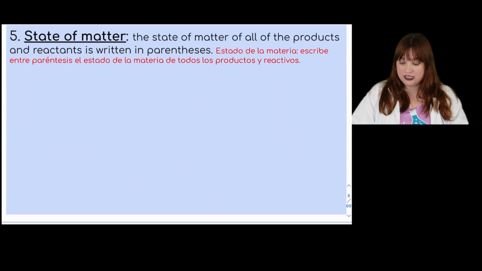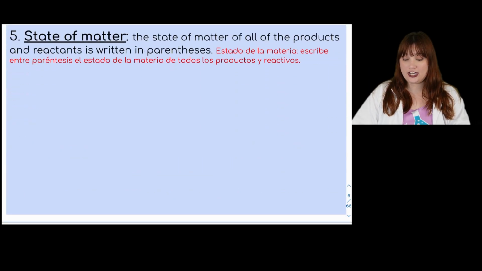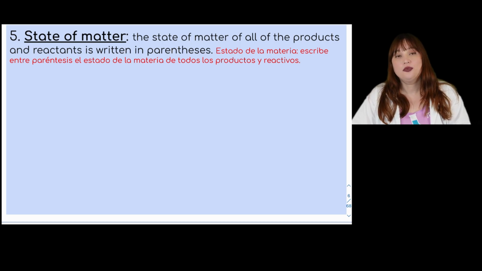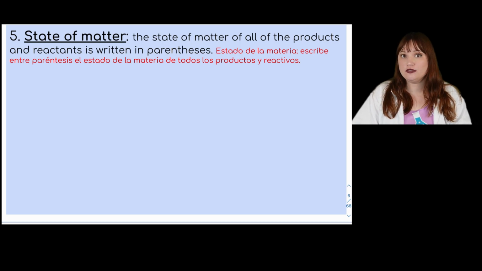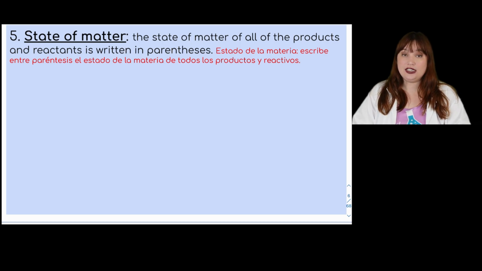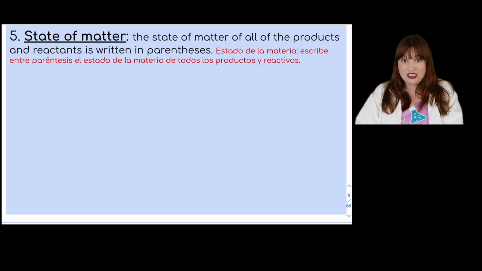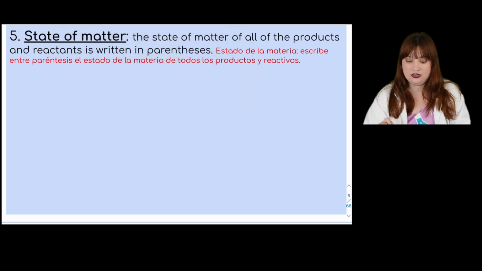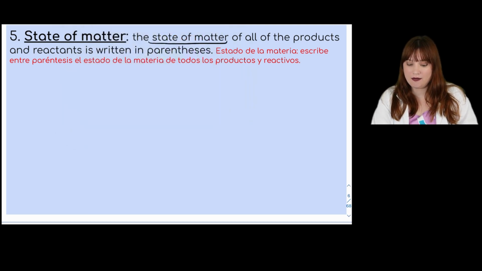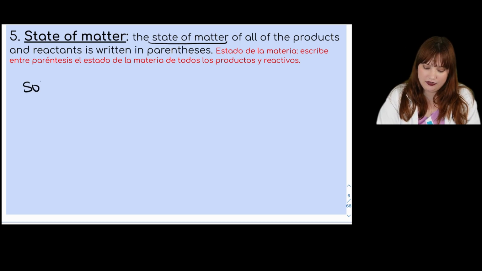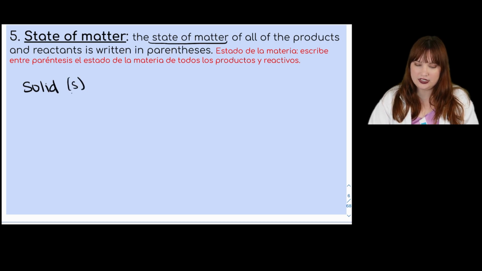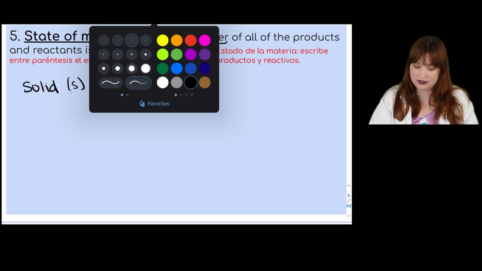Something else that we commonly see in a chemical equation is the state of matter. When you're doing real chemistry or observing a reaction take place, it's really important to know, should I be looking at a solid, a liquid, a gas, or something in between? So we add the state of matter to all of the products and reactants. It's written in parentheses. So if you have a substance that is a solid, you'll see that written as a parentheses S after the species.